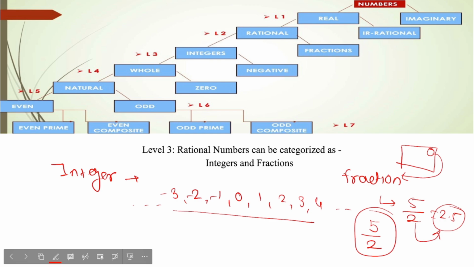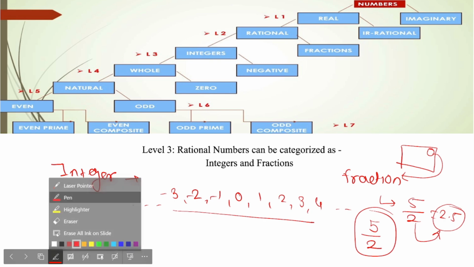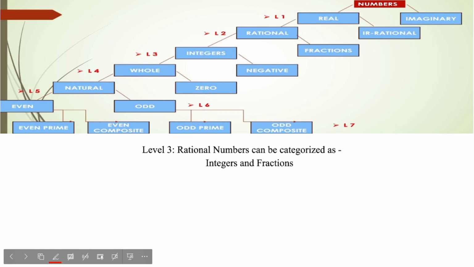Hence we are calling it a fraction. And an integer is nothing but the standalone value, which is represented like this. So let's clear out this difference in one go. What is an integer and what is a fraction?